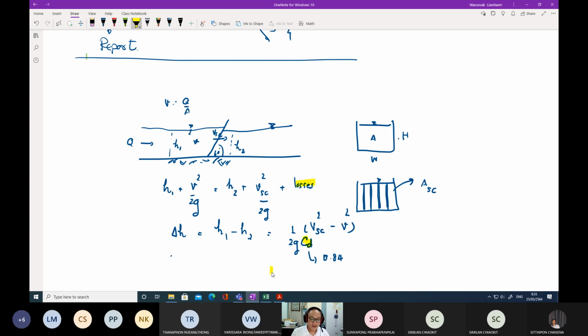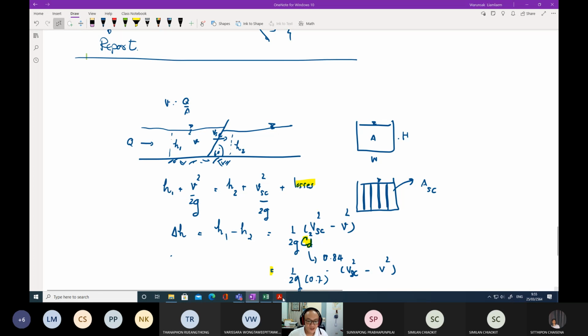Okay, that is why the water levels difference becomes 1 divided by 2g. Sorry, this must be a C squared. So if you are taking 0.8 squared, you will definitely get 0.7. And multiply by the velocity through the screens minus the approach velocity. That is why the water levels difference can be determined by using these relationships.